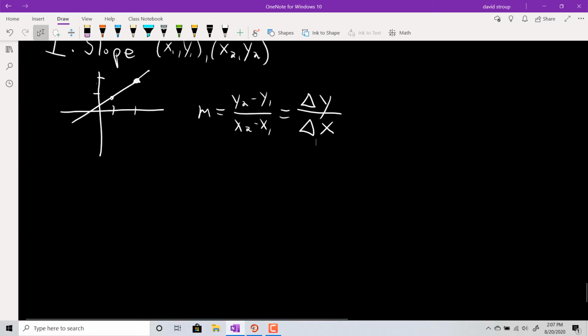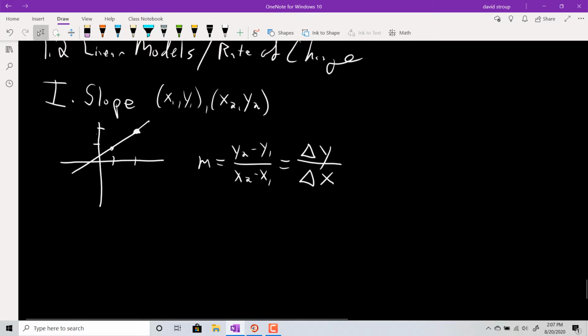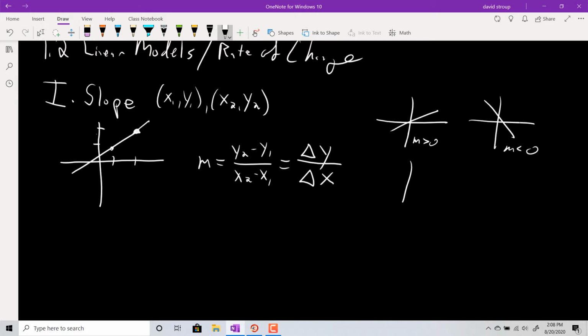Okay. There's four kinds of slopes, basically. The positive slope, so m greater than 0. There's the negative slope, so m less than 0. There's the zero slope, so if you just have a horizontal line. And then there's the undefined slope, which is what happens when you have a vertical line.